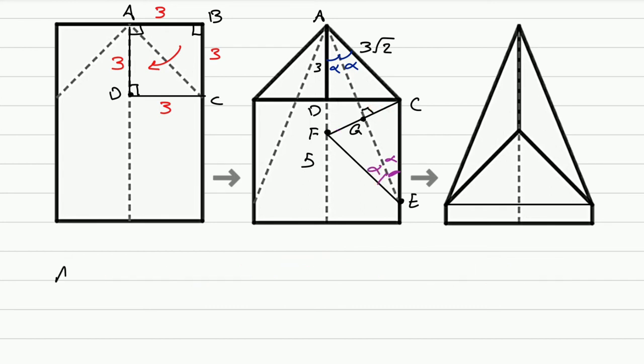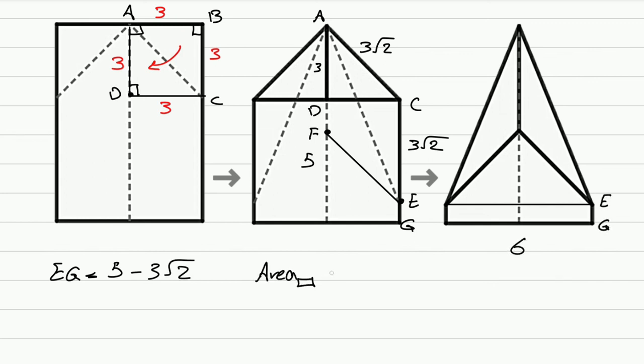That means the triangle AGC is congruent with the triangle EGC, and that means AC equals EC. So EC is 3 root 2. Now EG is CG, that's 5 minus CE, 3 root 2.